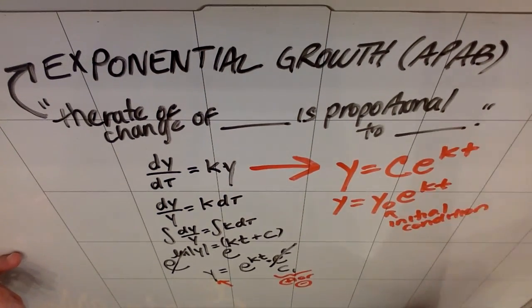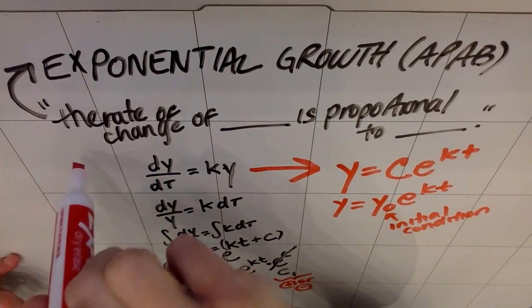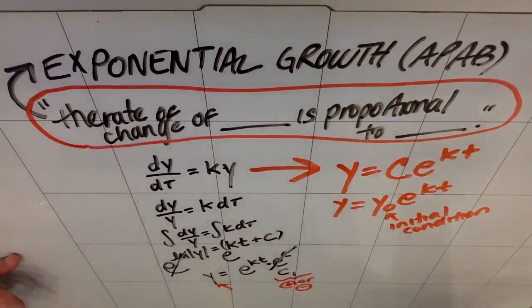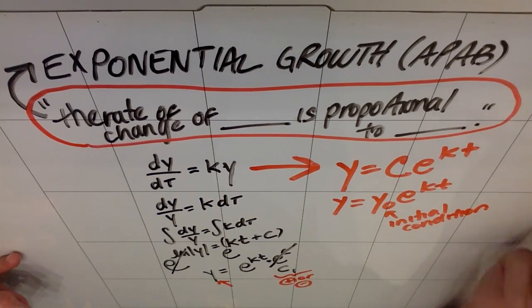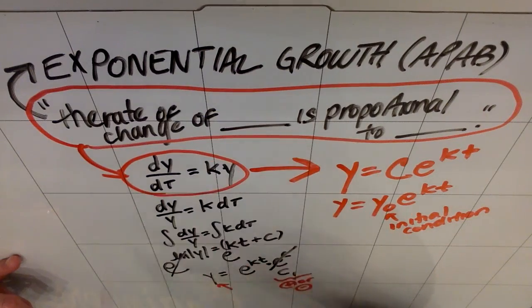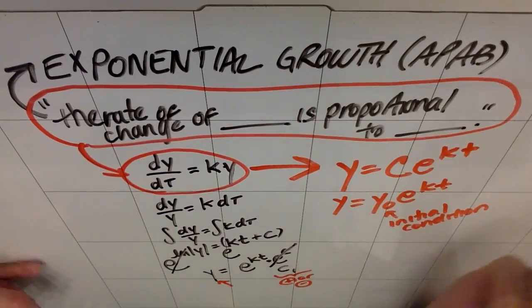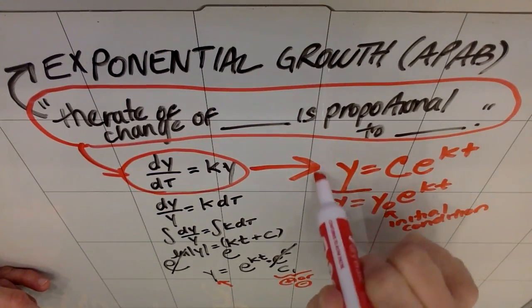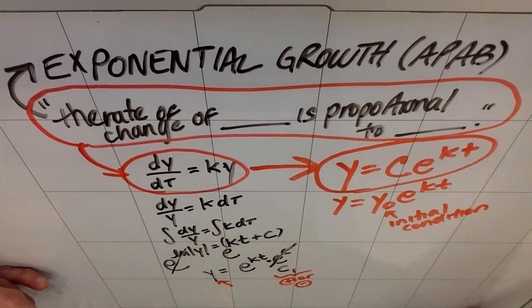Ideally what you want to get from this is that the phrase, the rate of change of blank is proportional to blank, translates to this differential equation, dy/dt = ky. It may not be y, it could be p for population or something else, and that will always integrate to y = ce^(kt) or y naught e^(kt). Cool.